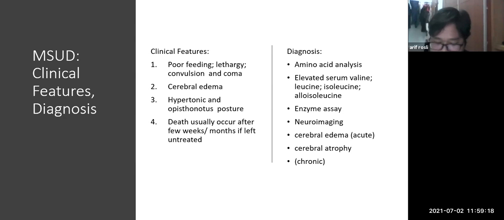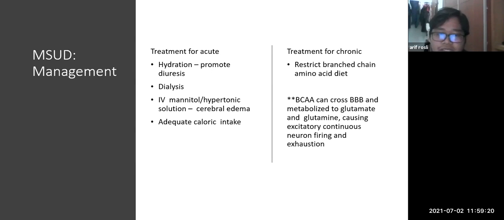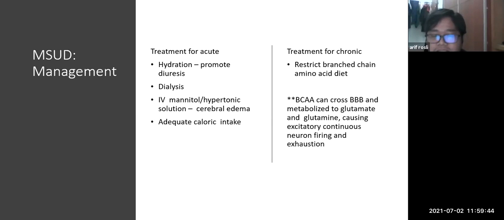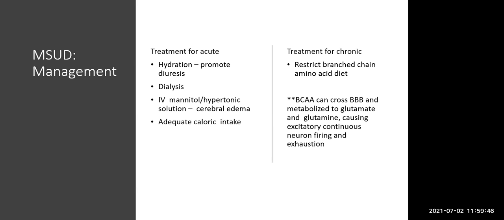Usually, for the treatment of MSUD in the acute phase, we will give hydration to promote diuresis so that the branched-chain amino acids can be removed. And if the level reaches the threshold in the table just now, 1,500 if I'm not mistaken, we do dialysis, then IV mannitol and hypertonic solution, and adequate calorie intake. For chronic treatment, we restrict branched-chain amino acids.